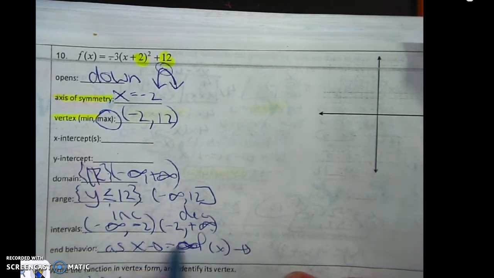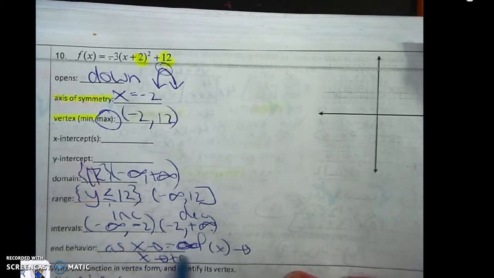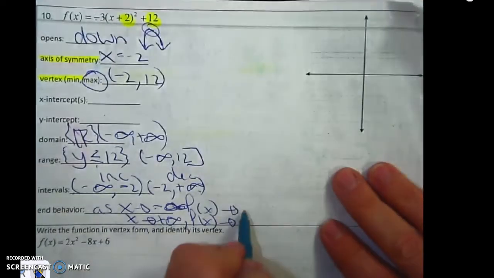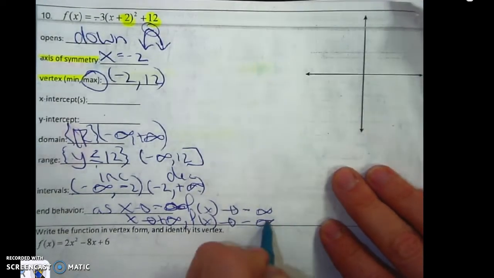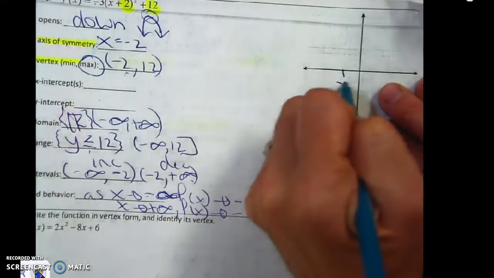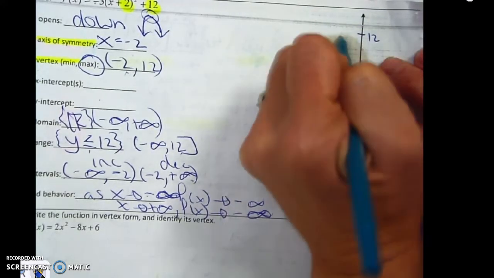End behavior: as x approaches negative infinity, f of x approaches... As x approaches positive infinity, f of x approaches... Since it's going down, they're both negative infinity. Okay. The vertex is (-2, 12), so I'll fake graph that.